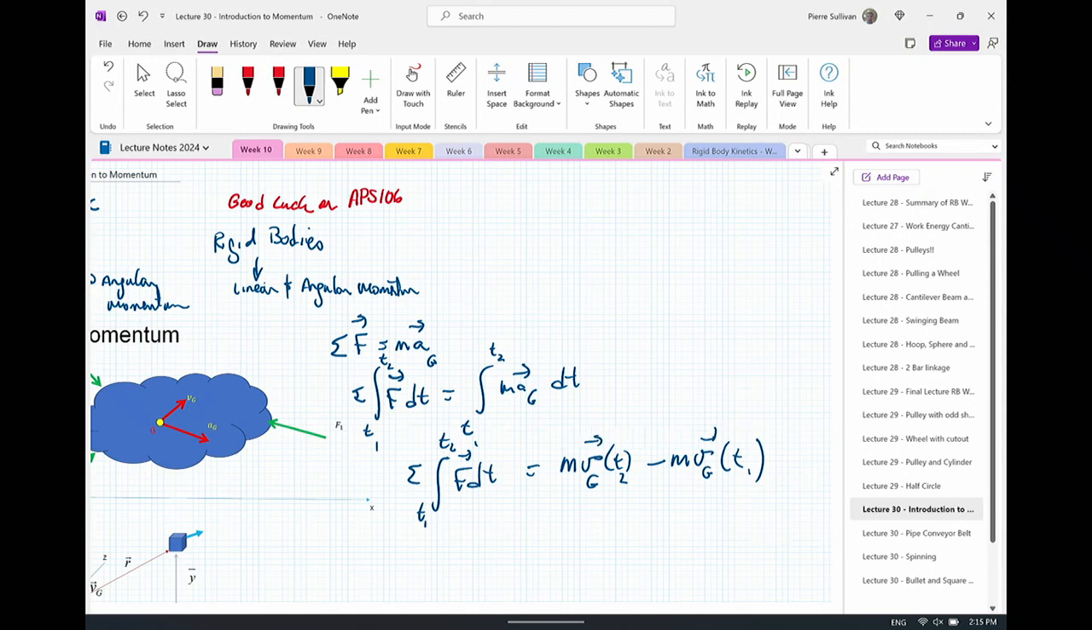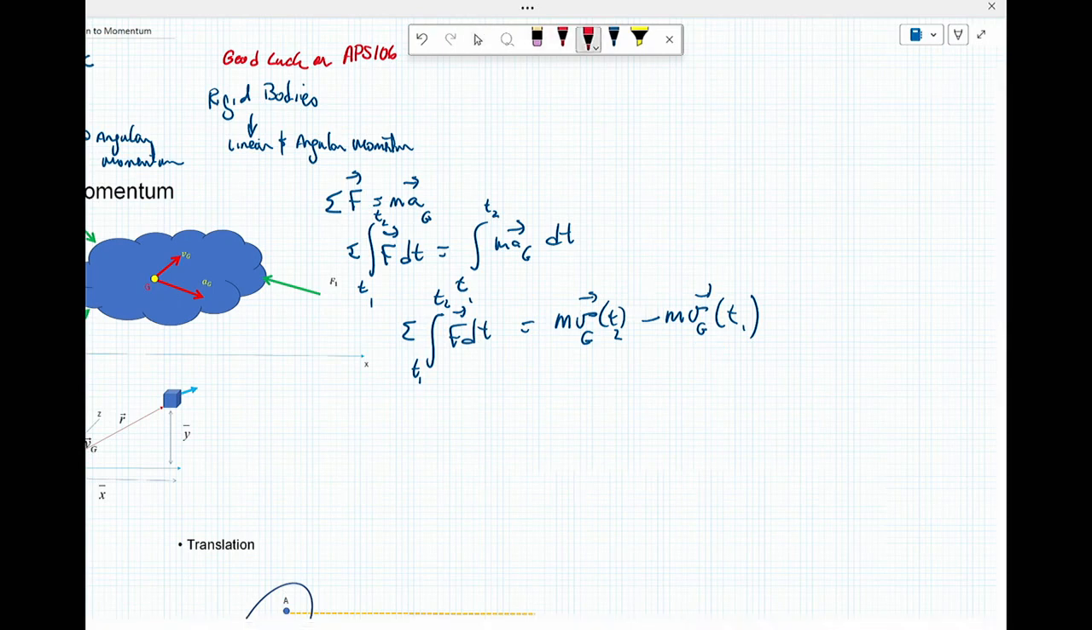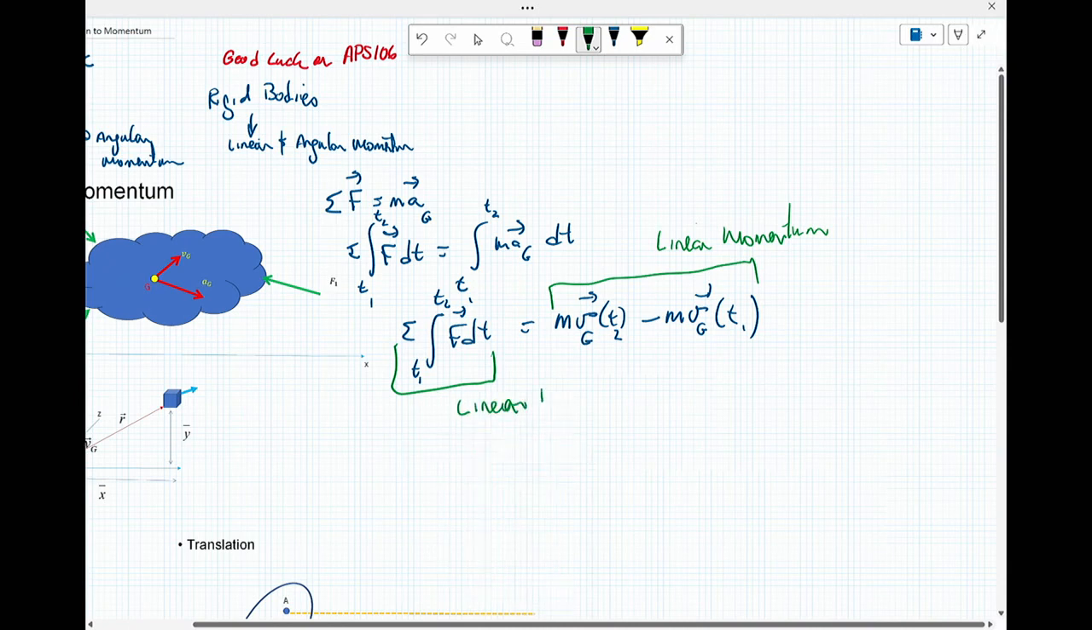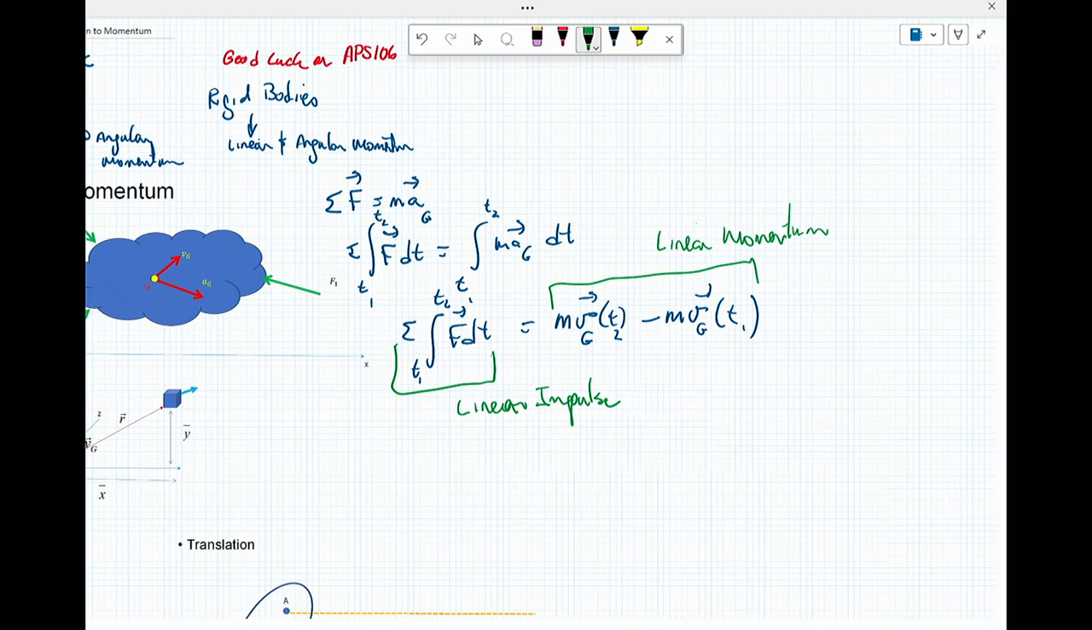And both of these being vectors. And those vectors allow me to write a linear momentum. So I have a linear momentum again. I have the exact same terms as I had before. I have linear impulse. And so I have a relationship that's going to start to look exactly as I had for particles. But of course, the big difference is that I'm looking at the center of mass in both of these cases.